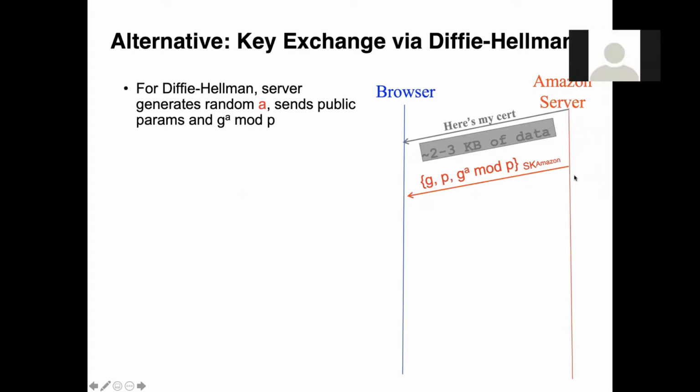All right, so the Amazon server basically derived A, which is the secret key for Amazon, chose it at random, and then they send the Diffie-Hellman information signed with the key of Amazon.